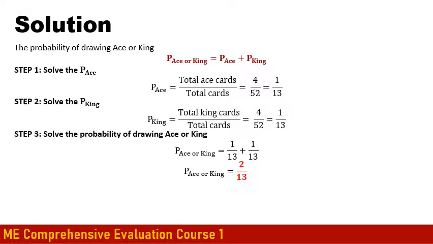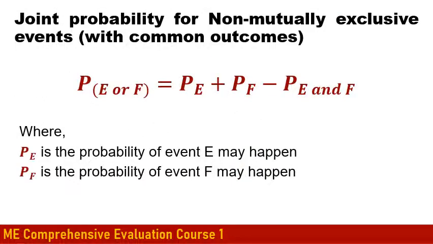Aside from joint probability for mutually exclusive events, we also have a joint probability for non-mutually exclusive events, or events with common outcomes. So if the events have common outcomes, then probability of E or F would be equal to the probability of event E may happen plus the probability of event F may happen minus the probability of events E and F.